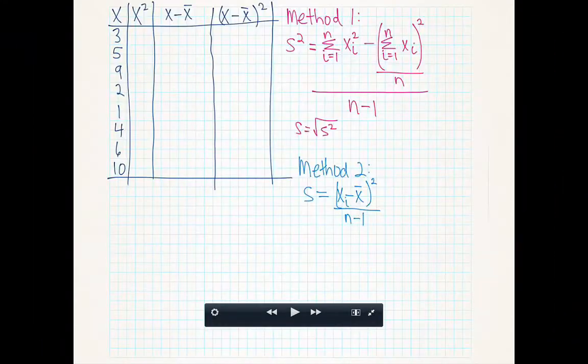In this video, I'm going to show you how to take a set of data and from that data set calculate the sample variance and the sample standard deviation. So the first step is we have this set of 8 data points.